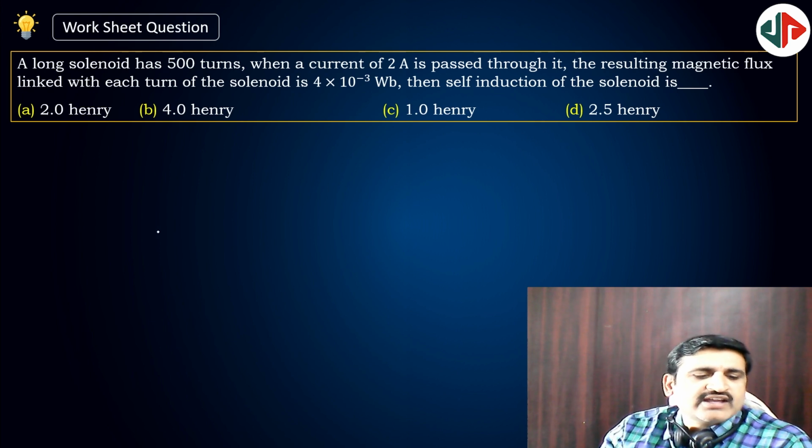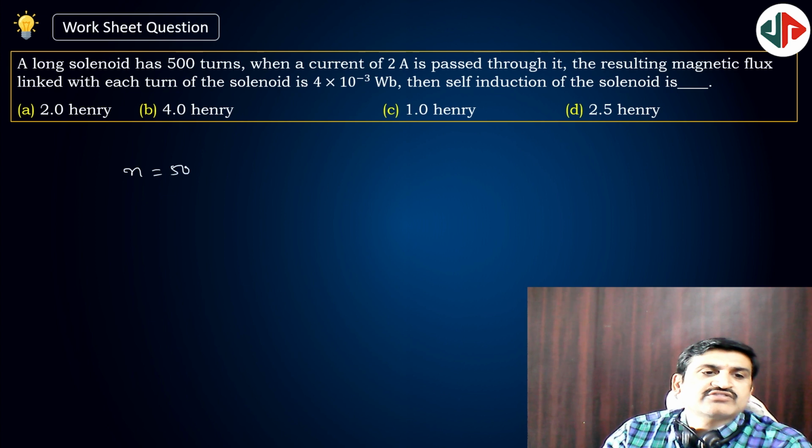Long solenoid of number of turns n is equal to 500 turns. When a current of I is equal to 2 ampere is passed through it, the resulting magnetic flux linked with each turn in the solenoid is equal to 4 into 10 to the power of minus 3.